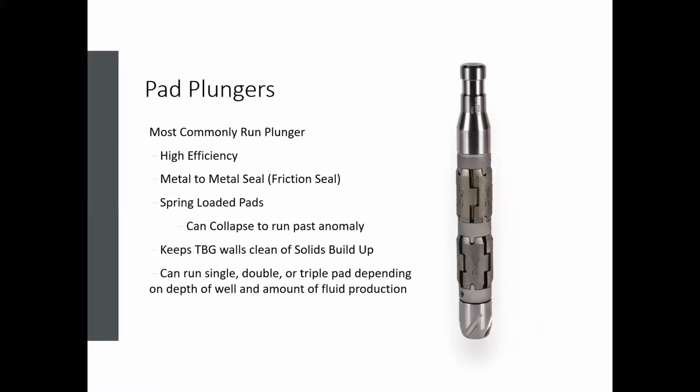Now we're going to get into different types of conventional plungers. First is a pad plunger, the most commonly run plunger. It's high efficiency. It's a metal to metal friction seal against the tubing walls. The spring loaded pads have springs behind them that push out to the tubing walls, but they can collapse if there's a tight spot in the tubing or an anomaly. It keeps tubing walls clean from solid buildups, and you can run these as a single, double, or triple pad, depending on the amount of fluid production in the well.